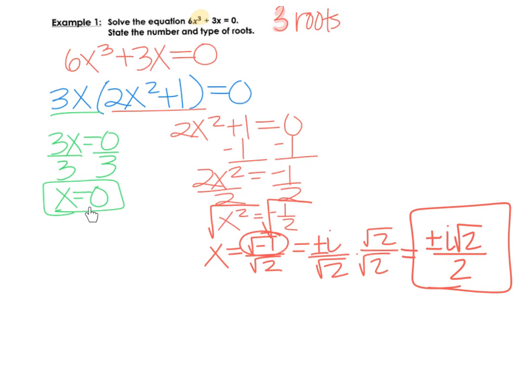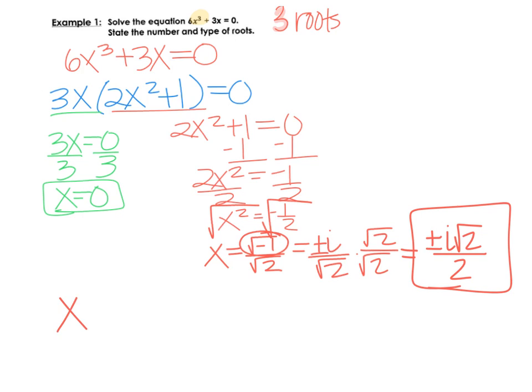So here we have one root. Here we have two roots because it's positive this and negative this, because it's plus or minus. So we have three roots. We have 1, 2, 3. One of them is real, two are imaginary or complex because this one has an i in it. So we would say that we have one real.